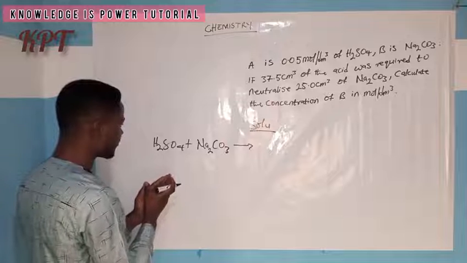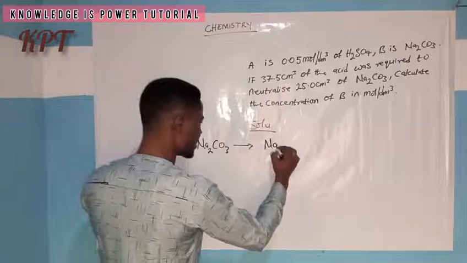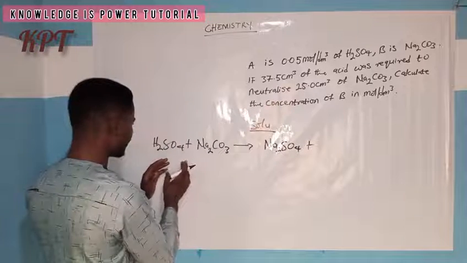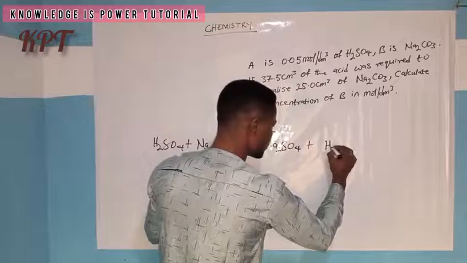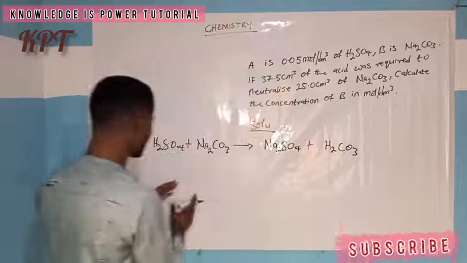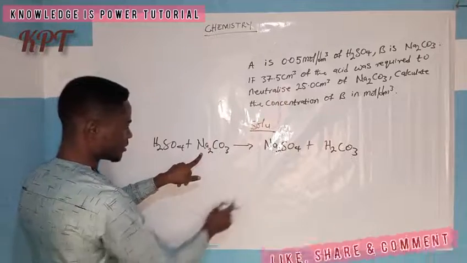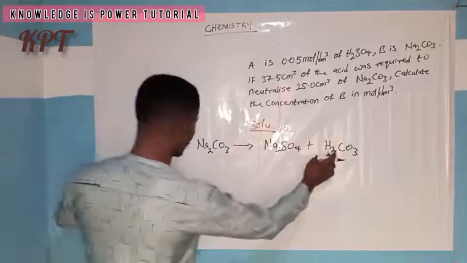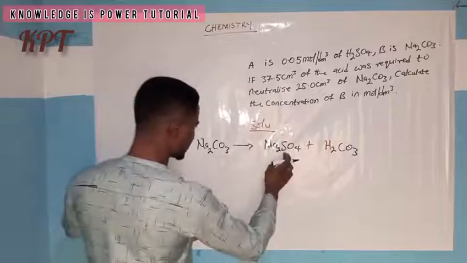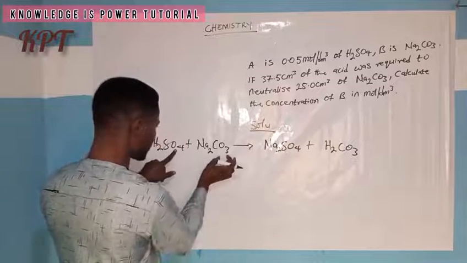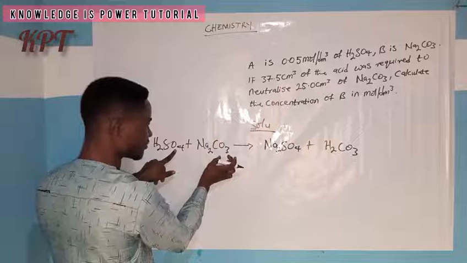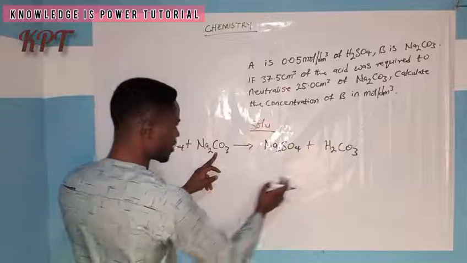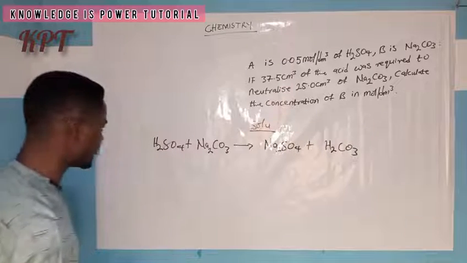So here I'm going to have sodium sulfate, which is Na2SO4, plus H2CO3. So balancing the chemical equation, there are two sodium here and two sodium here. Two hydrogens here, one sulfur here, one sulfur here, four oxygen plus these three oxygen here, making a total of 7 oxygens. Here I have 4 oxygen, 3 here, 7. I have one carbon here, one carbon here, and the equation is said to be balanced.